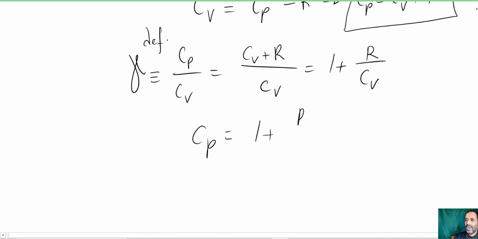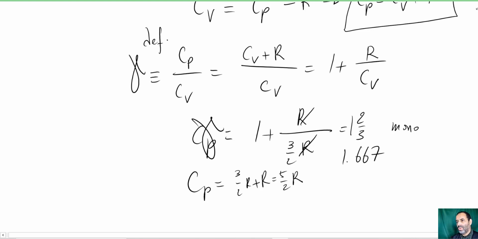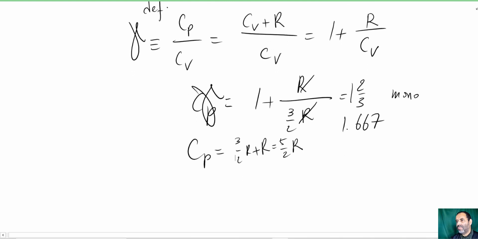I know it's 1 plus R over Cv, so this is a monoatomic gas. Cv, I just argued, is 3/2 of an R. Cancel the R's and move the 2 up, so it's going to be 1 2/3, or 1.667. So this is not Cp, I'm sorry, this is gamma. I'm using this expression. Cp is simply equal to Cv plus R, and Cv is 3/2 of an R plus R, so it's going to be 5/2 of an R. Okay? So we can find what Cp is. That's for a monoatomic gas.